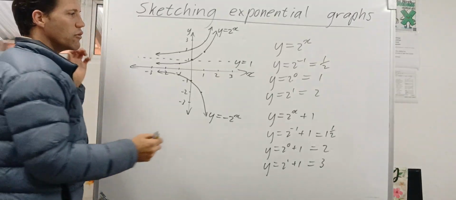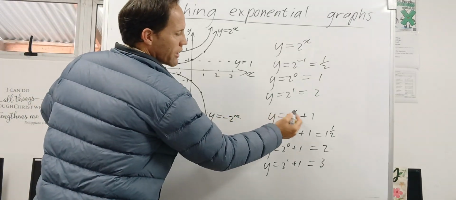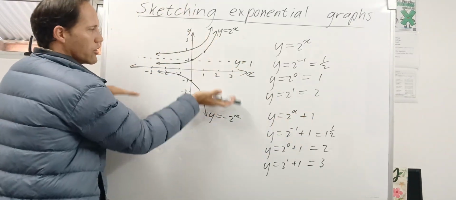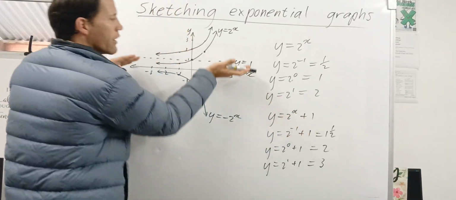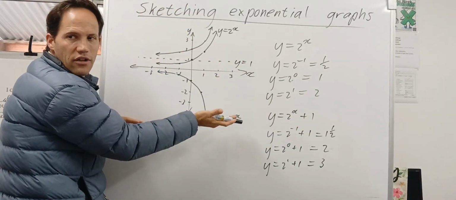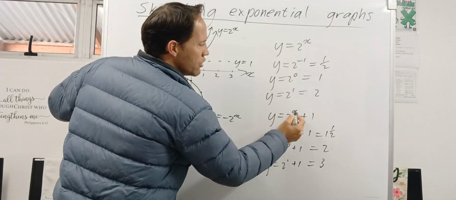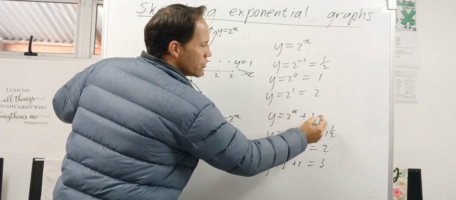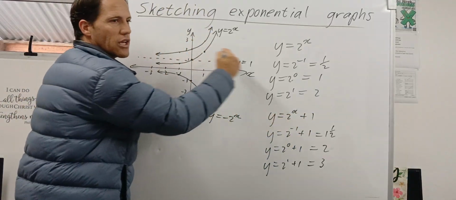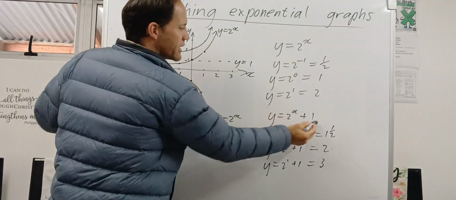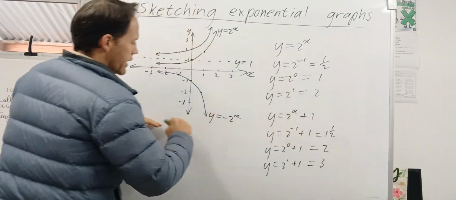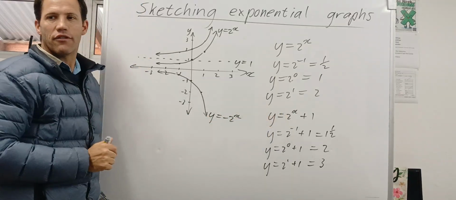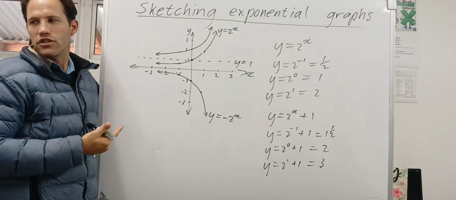So obviously if you make it 2 to the power x minus 1, everything shifts 1 unit down. If you make it y equals 2 to the power x minus 4, everything shifts 4 units down. So the constant value always shows you the asymptote. If it's plus 3, the asymptote will be y equals 3. If it's minus 5, the asymptote will be y equals negative 5. So the first thing you can put in is your asymptote.